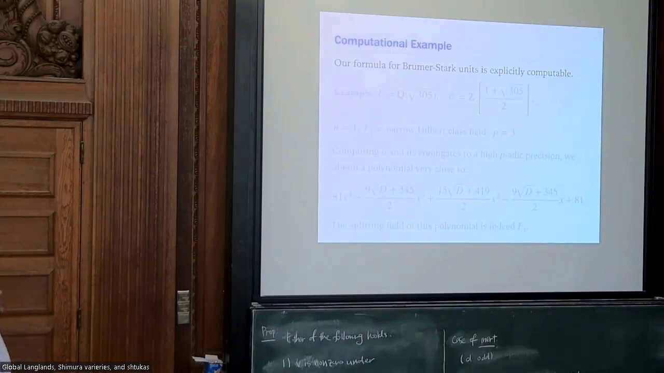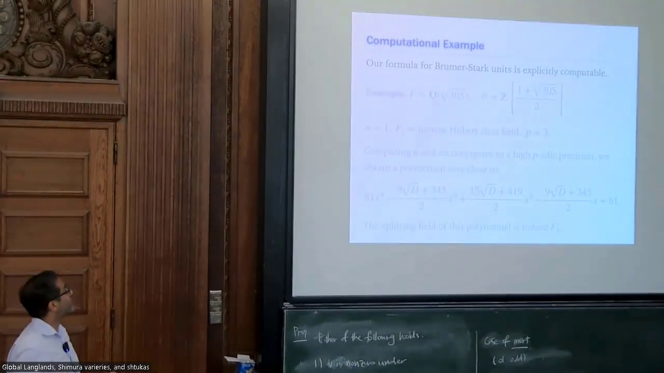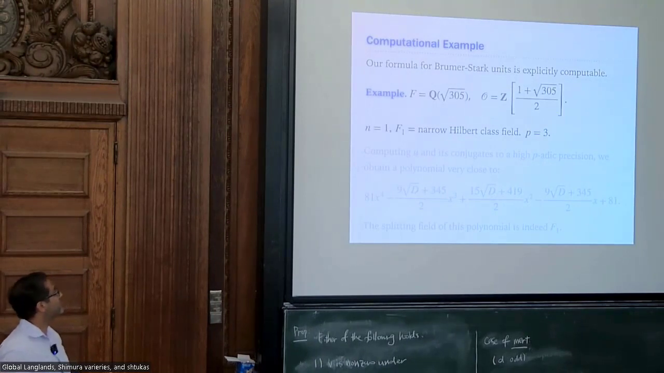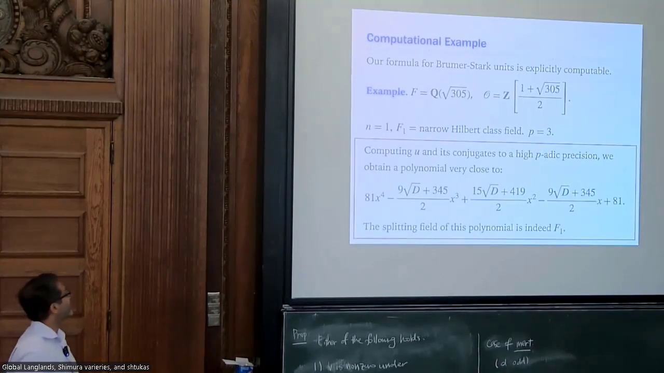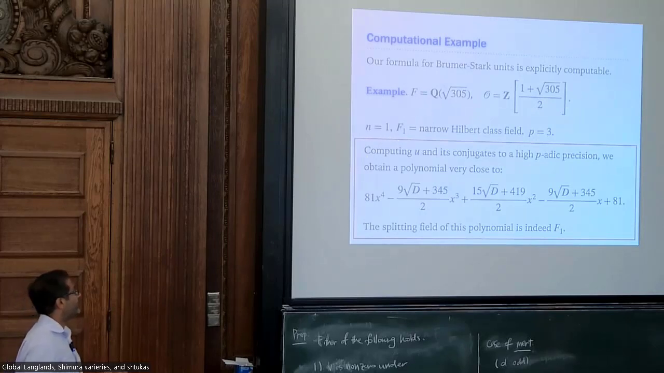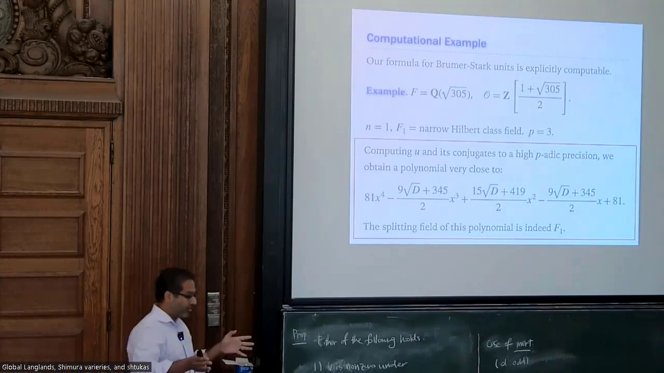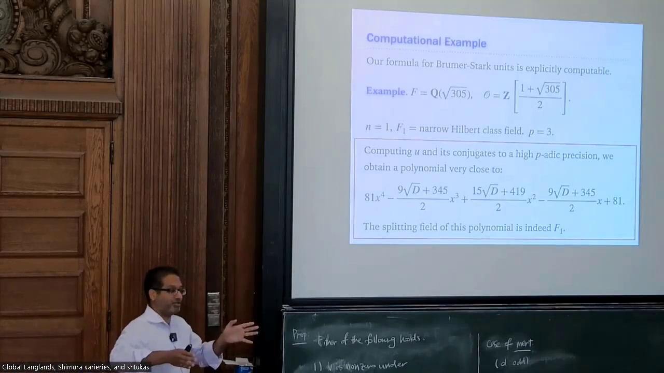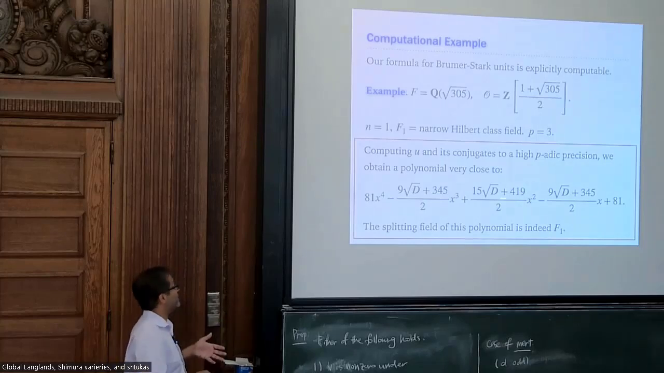And a point I want to make is this formula is actually explicitly computable. I had a couple of undergrads at Duke code this. So here's some examples. If you take F equals Q adjoin square root of 305, and this is the ring of integers, and you take the narrow Hilbert class field, so the conductor is 1, and you take p equals 3, and you compute these p-adic integrals, you get 4 integrals, and you take their elementary symmetric polynomials, and you should be getting honest integers, or maybe honest elements of this ring, I should say.